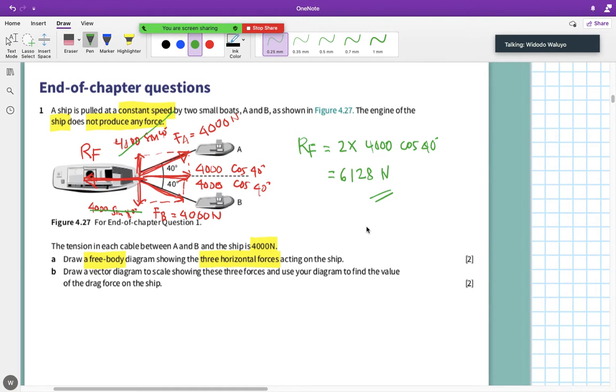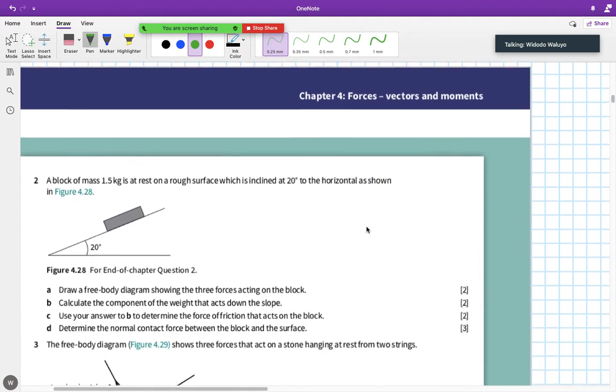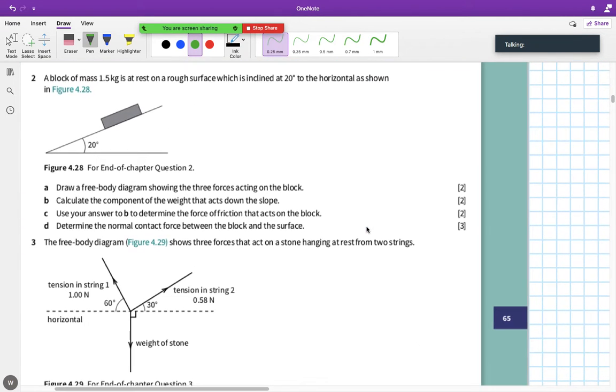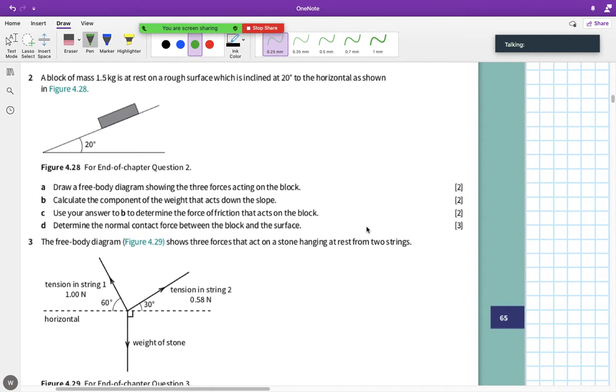Okay, I think that's enough. We will see the next page. Number two. Coba kita lihat number two. A block of mass 1.5 kilogram is at rest on a rough surface inclined at 20 degrees to the horizontal as shown in figure 4.28. Oke, ini dalam kondisi rest. Then rough, berarti they have frictional force.